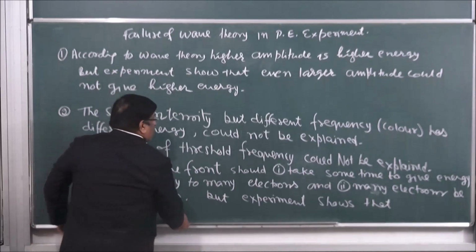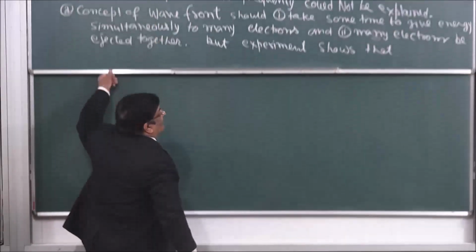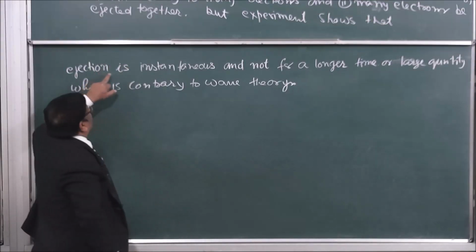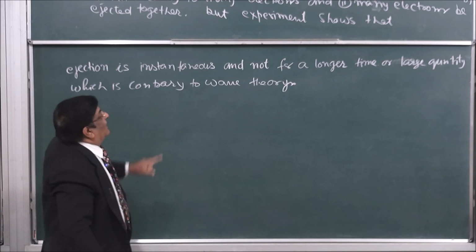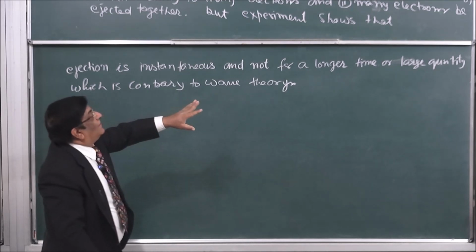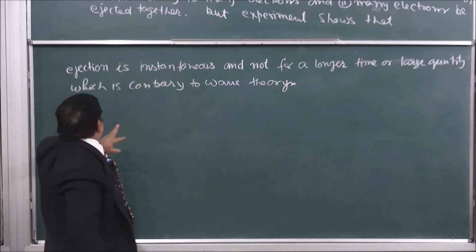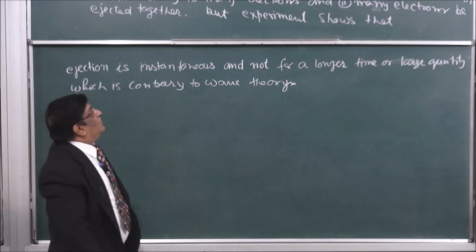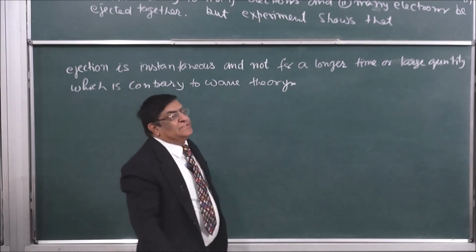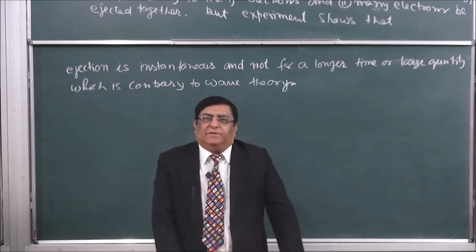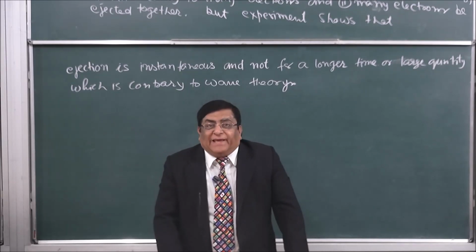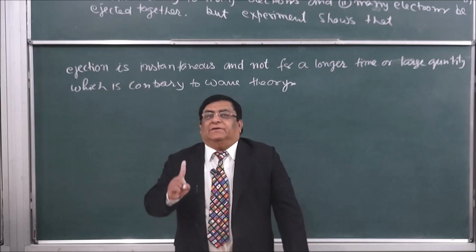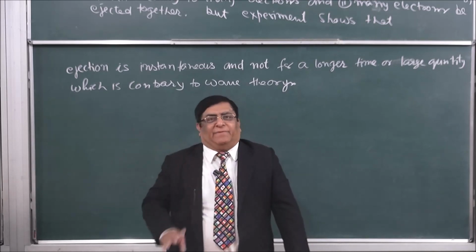But the experiment shows that ejection is instantaneous and not for a longer time, nor for a large quantity, which is contrary to wave theory. So all these three arguments proved that wave theory is not sufficient to explain the photoelectric experiment.